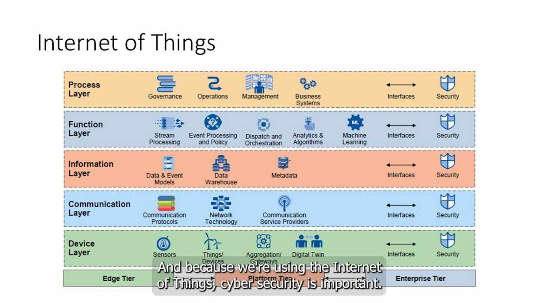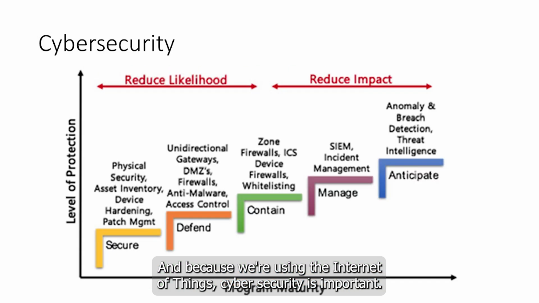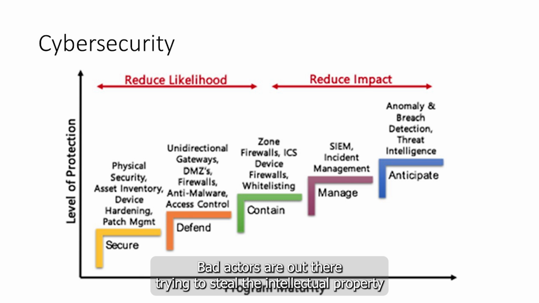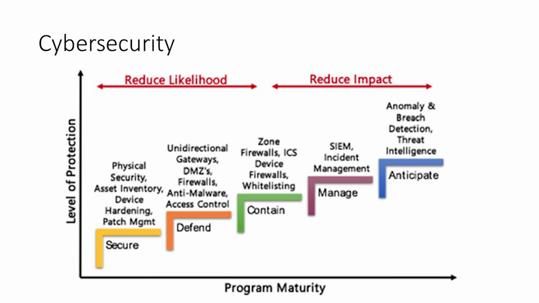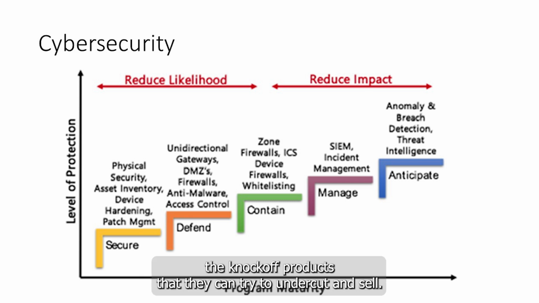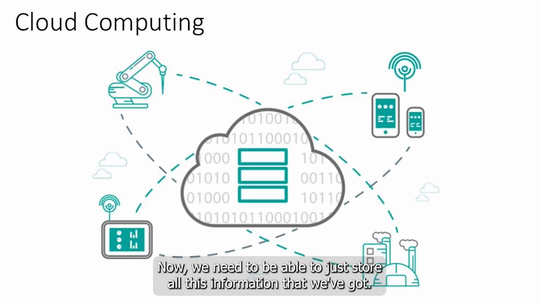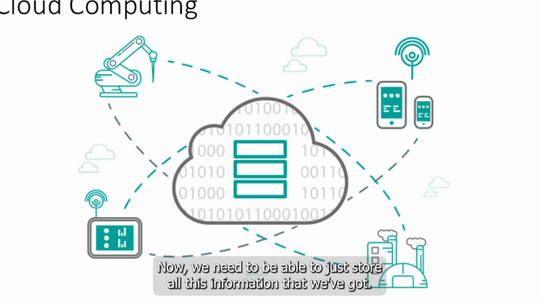And because we're using the Internet of Things, cybersecurity is important. It turns out that manufacturing is the most hacked industry that we have. Bad actors are out there trying to steal the intellectual property so that they can build the knockoff products that they can try to undercut and sell. Cloud computing with the Internet of Things, now we need to be able to just store all this information that we've got.